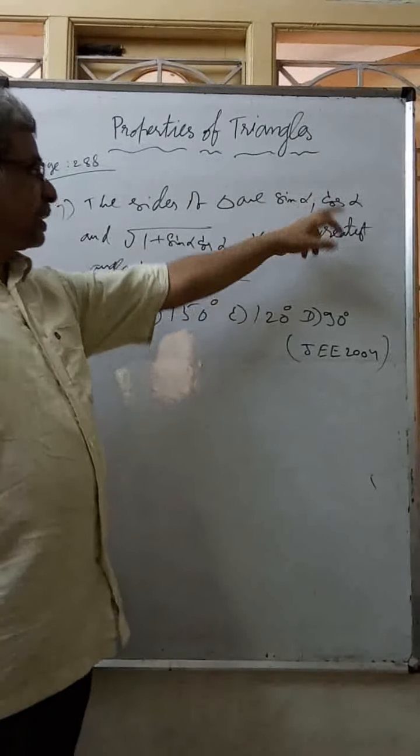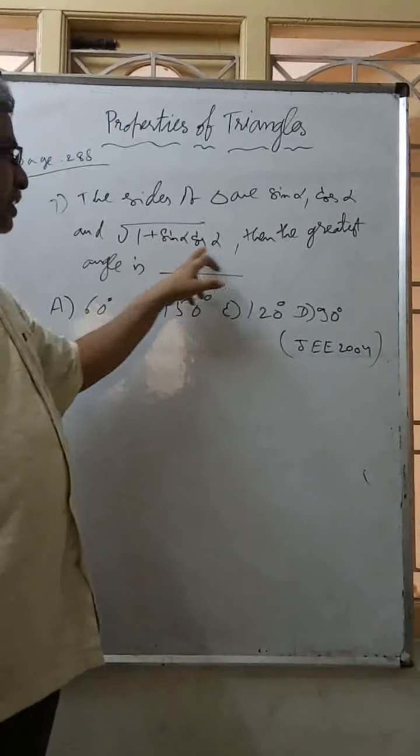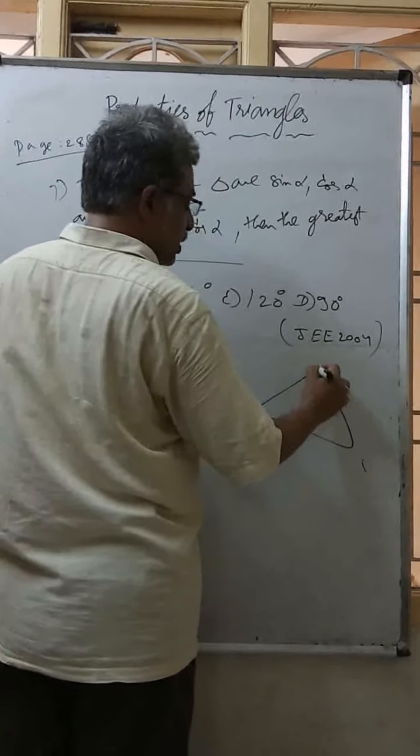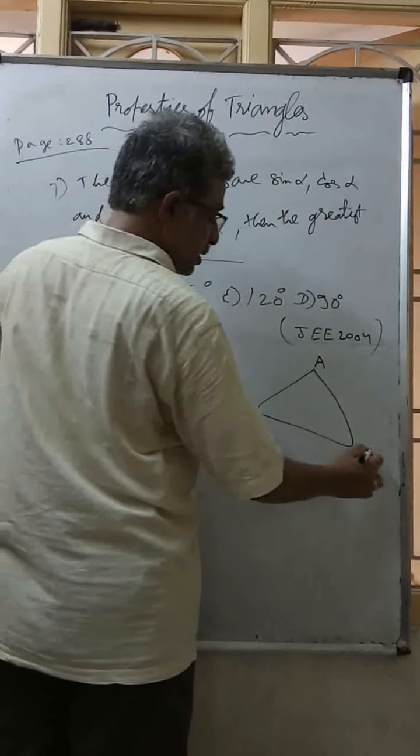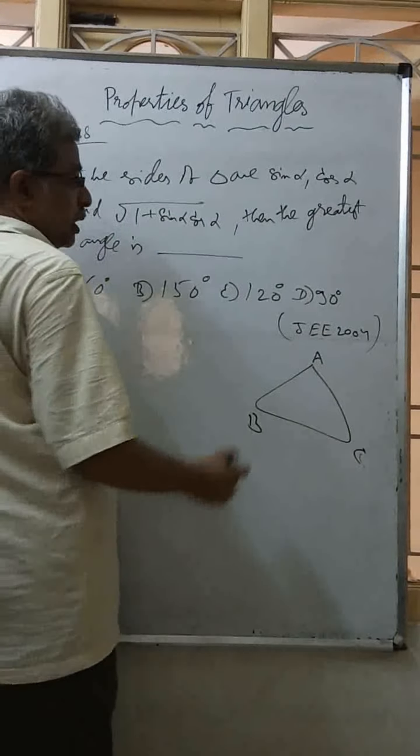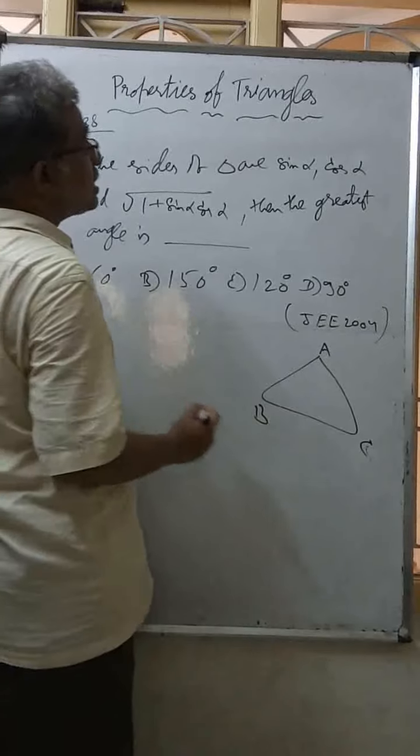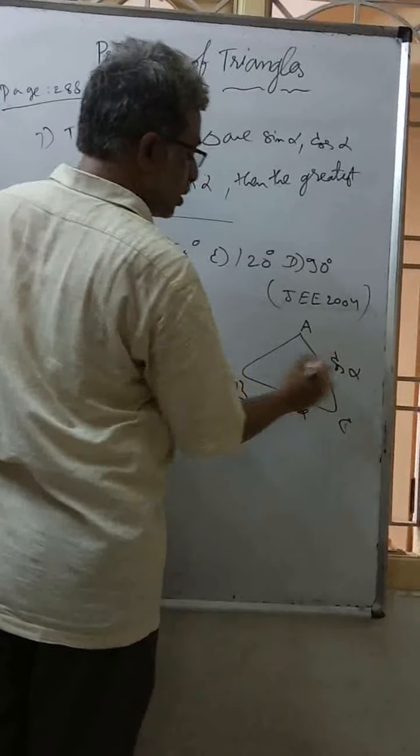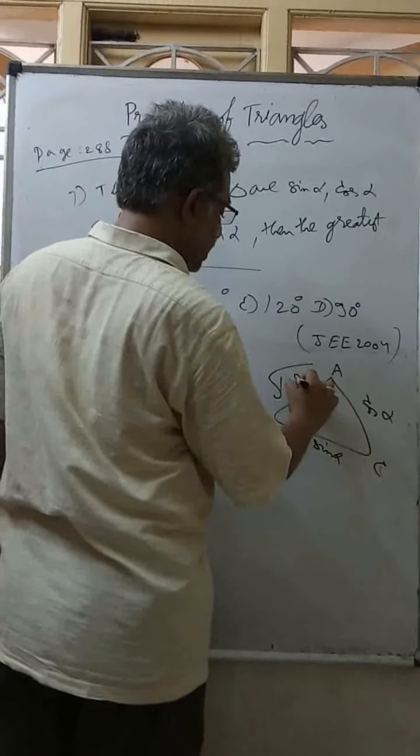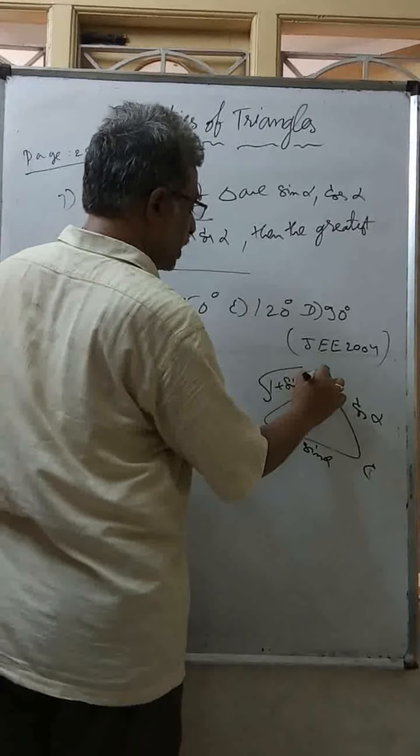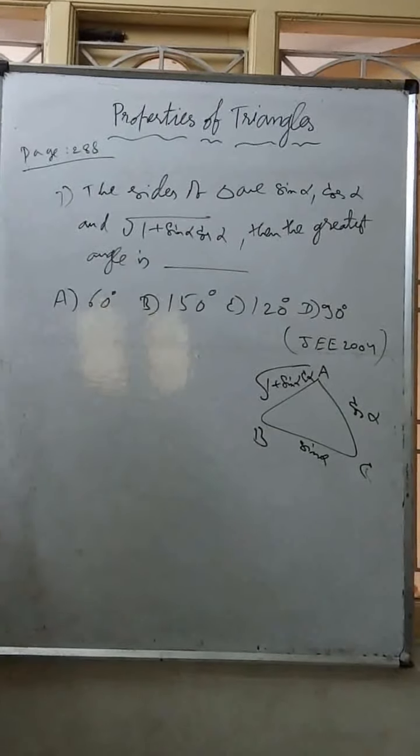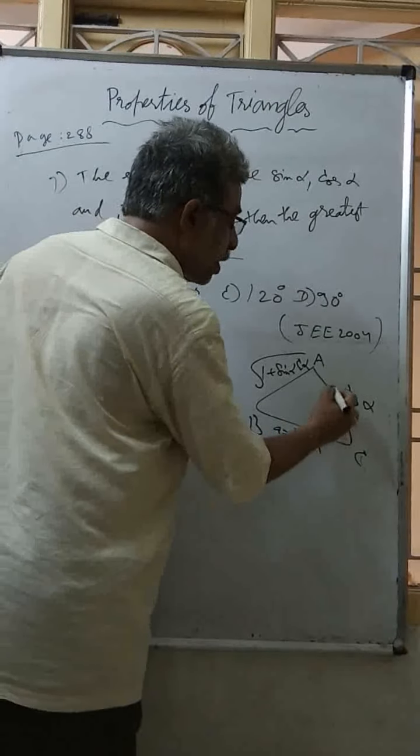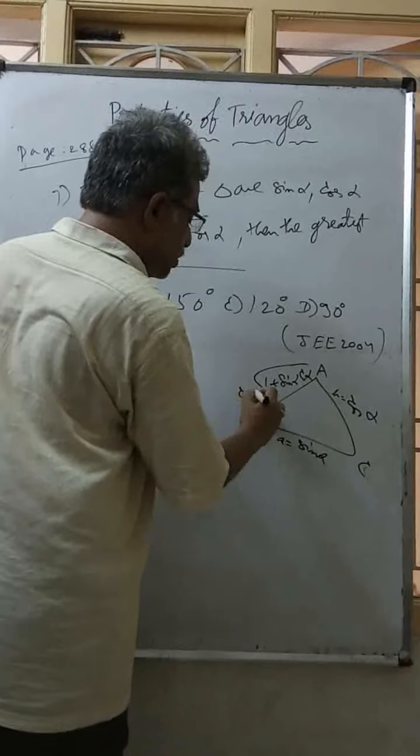The sides of a triangle are sin alpha, cos alpha and root of 1 plus sin alpha cos alpha. Then the greatest angle of the triangle is... There is a triangle like this, ABC. The sides of the triangle are given as sin alpha, cos alpha and root of 1 plus sin alpha into cos alpha. Like this, 3 sides are given. You can take them as anything. So this is small a only, this is small b only, this is small c only.